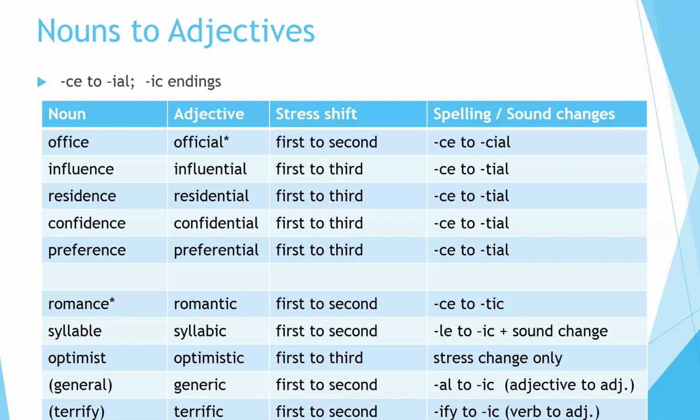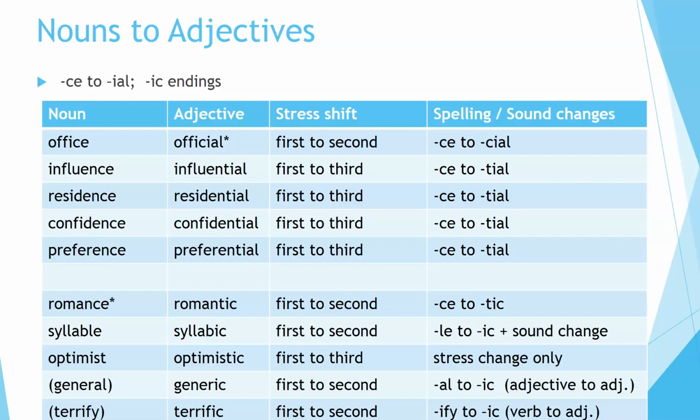The next one is optimist. Optimistic. Again, we go from the first syllable to the third syllable. This is a stress change only. We just added the IC. We didn't change the spelling at all.